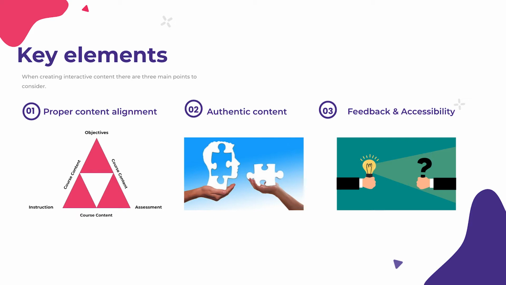So for proper content alignment, when creating successful lesson plans, you always want to start with clear learning outcomes. The 3 core elements of an effective lesson plan are objectives, instruction, and assessment. They need to be aligned to ensure that the interactive content that you use is both appropriate and effective in its use. However, interactive lessons and content have been designed explicitly to scaffold learning in classrooms.